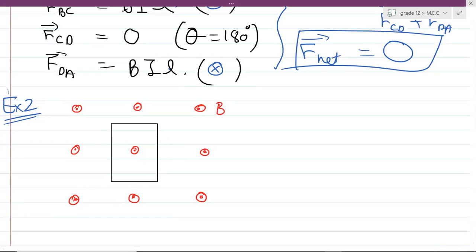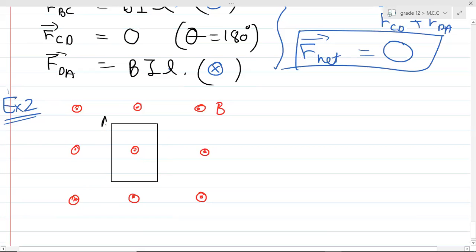Now again, I have this loop A, B, C, D. Tell me, what should be the direction of current, guys? Clockwise, anti-clockwise? You tell me, I'll take that. Let's take it anti-clockwise. Clockwise. Okay, if you said clockwise, then I'll take clockwise.